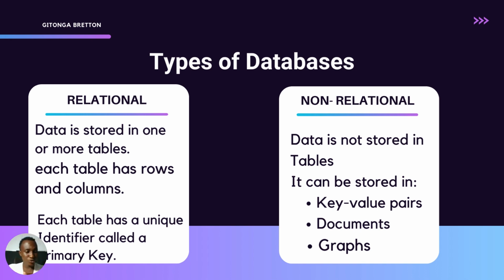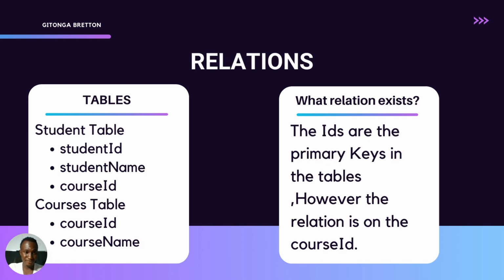But non-relational ones do not have tables. So they could either be key value pairs, something we have MongoDB, we have Cassandra. These are non-relational databases. So they could be key value pairs, they could be document based like MongoDB, or they could be graphs.